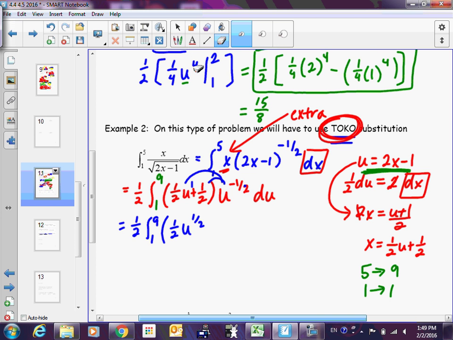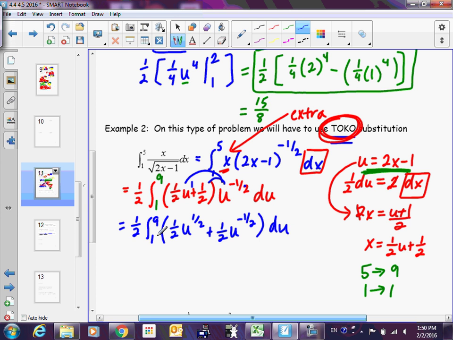I'm distributing and I'm adding, it's like 1/2 u to the 1 times u to the negative 1/2. I added 1 and negative half to get a half. Okay, now I'm going to distribute this. I have positive half times u to the negative 1/2. So in that one step I distributed. Once you do that, you're ready to integrate.